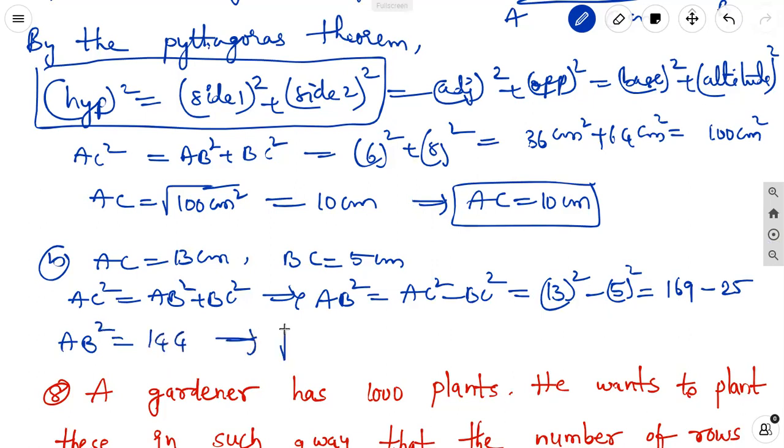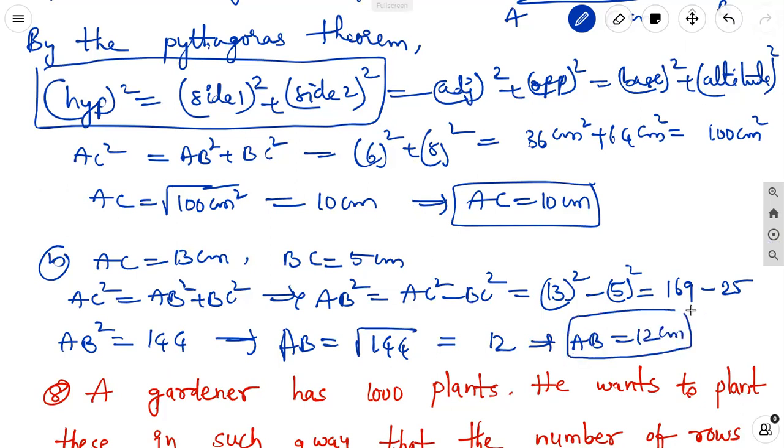From this, AB equals the positive square root of 144. We know that 12 square is 144. In centimeters, 144 centimeter square, the square root becomes 12 centimeters. So AB equals 12 centimeters.